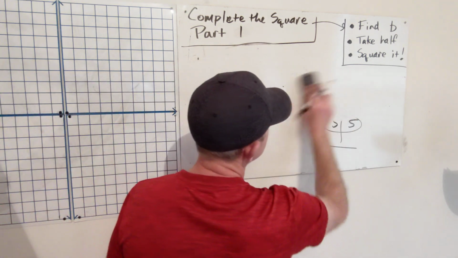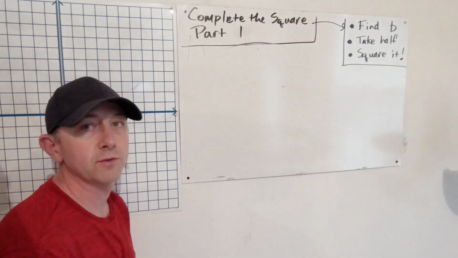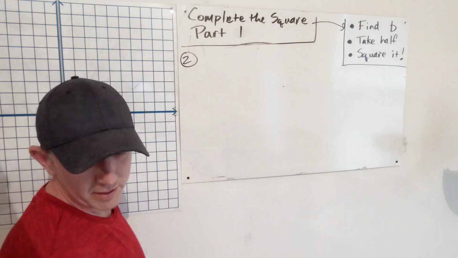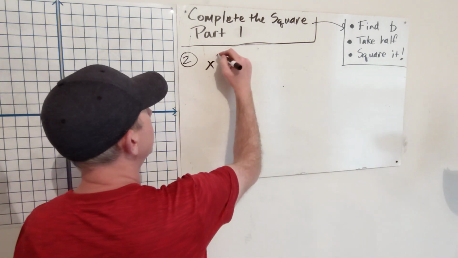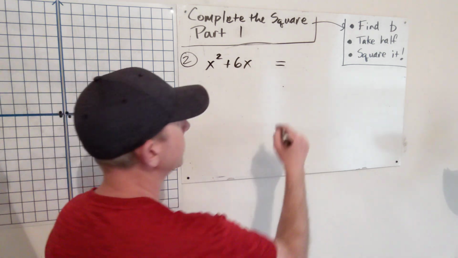Okay, feel free to pause this at any spot if you feel like I'm going too fast. A lot of times I would slow down in class on some of these situations, but I'm trying to keep the videos as much to the point as possible since you can pause them. X squared plus 6x is equal to 27.